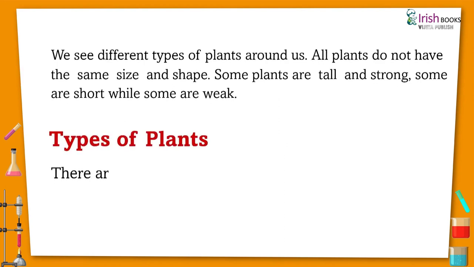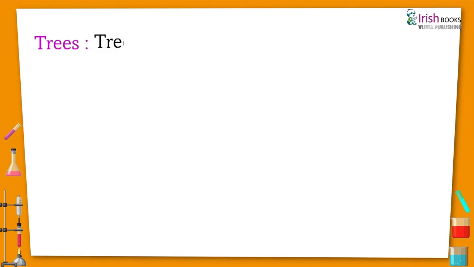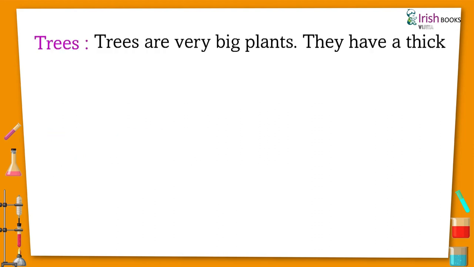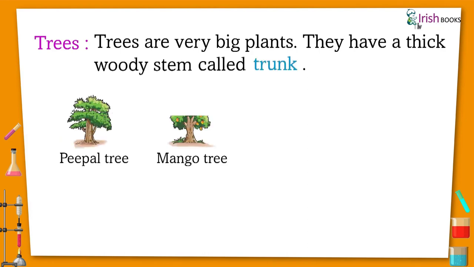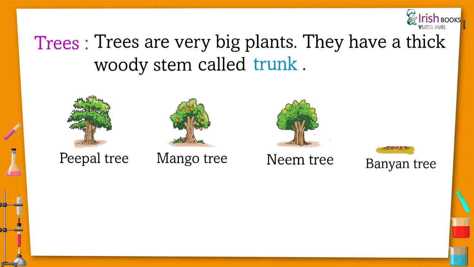Types of plants. There are different kinds of plants. Trees. Trees are very big plants. They have a thick woody stem called trunk, like peepal tree, mango tree, neem tree, banyan tree.